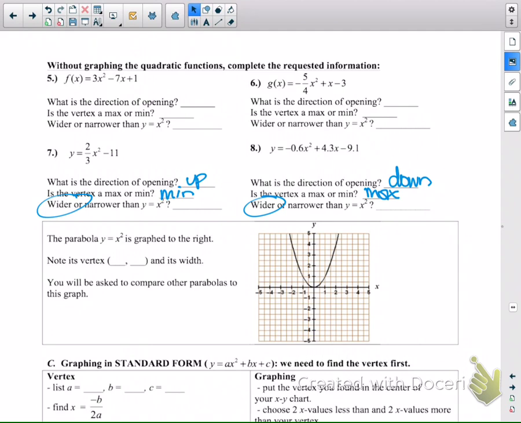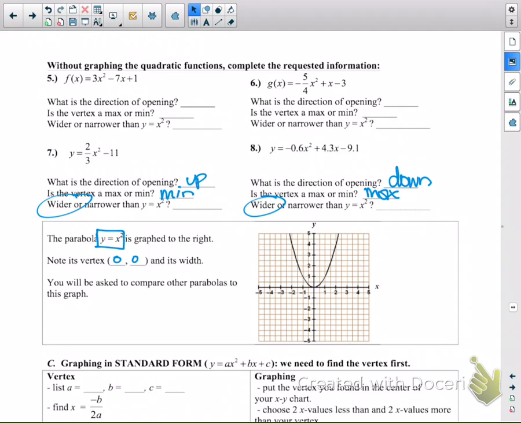Now, let's quickly just talk about what a basic parabola looks like. This is what we call the parent function, y equals x squared. We call it the parent function because it's the most basic quadratic that you can have. It has the most basic vertex, which is what? 0, 0. Okay, it has an a value of 1. Everything is simple. This is the most simple quadratic that you can have.